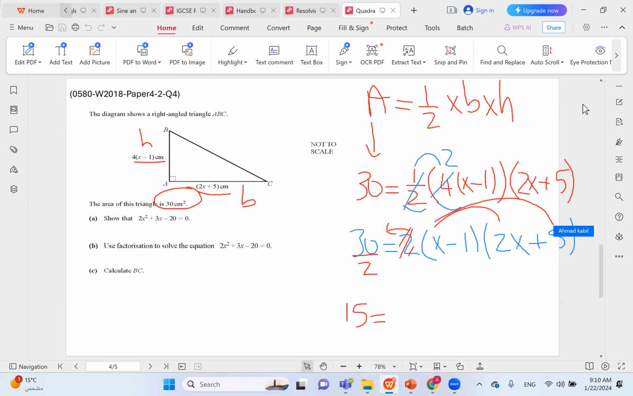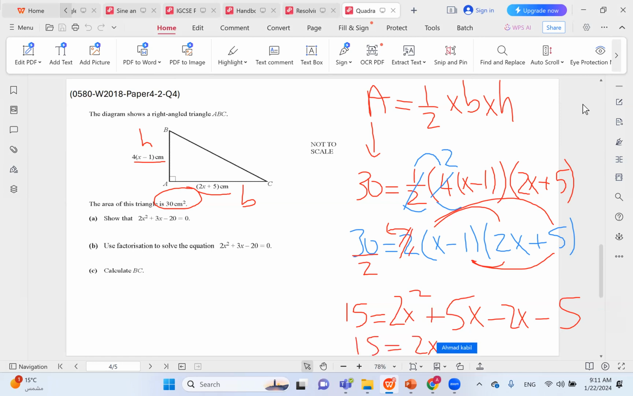So x times 2x would be 2x squared. And then x times 5 gives you 5x. And then minus 2x here. And then finally minus 5. So you get 15 equals 2x squared. 5x minus 2x gives you positive 3x. These two minus each other, that gives you positive 3x. And then minus 5.